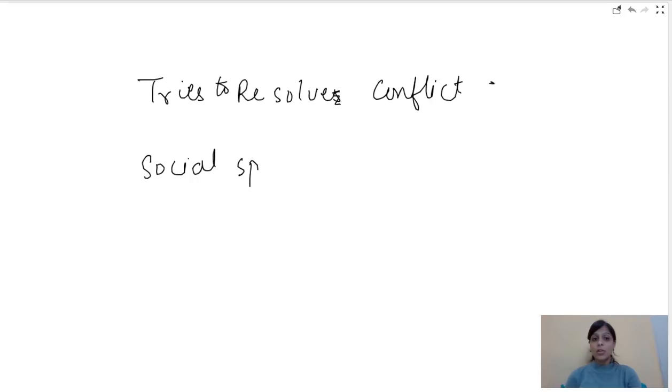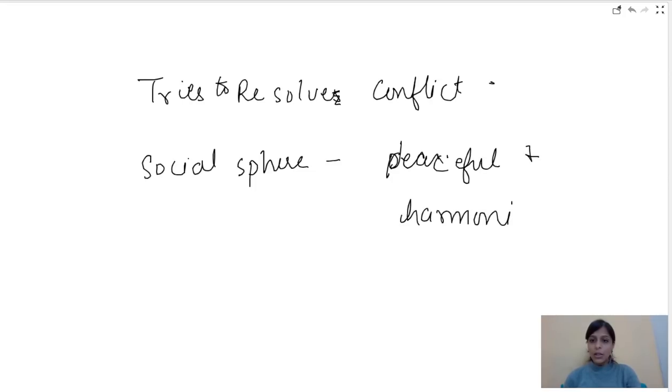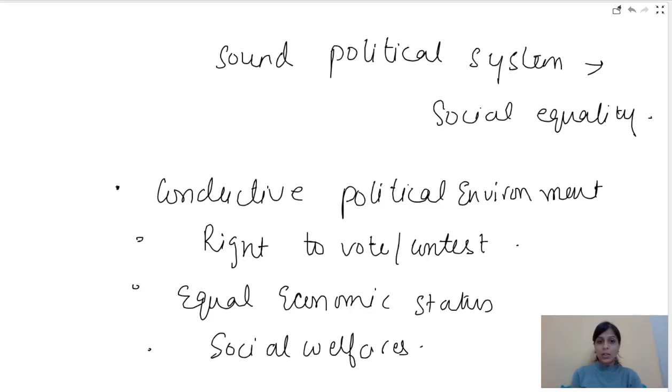If you talk about the social sphere, it tries to ensure that the citizens lead a very peaceful and harmonious life by accommodating different social differences. So these are all the points that you have to take care of when you talk about this democratic setup. So I'm going to repeat all those points once again.